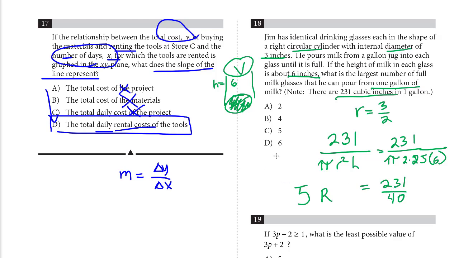Okay, but does that really matter here? I think not, because we want the largest number of full milk glasses. Well, I can pour in 5 full glasses, and then I have a remainder, which means I cannot pour a 6th full glass. So even if this remainder is greater than 1/2, don't round up. Rounding makes no sense here logically in this problem. I have to have full glasses. Whatever remainder gets thrown out. The correct answer for 18 is C, 5 full glasses.